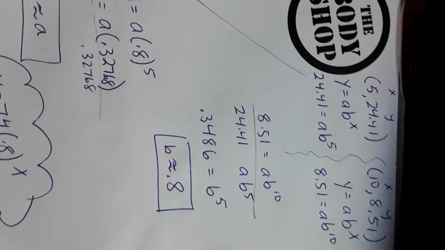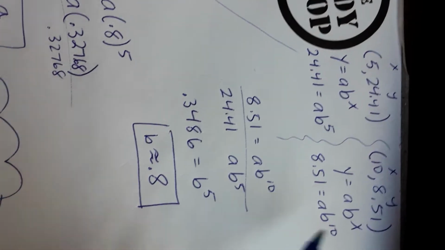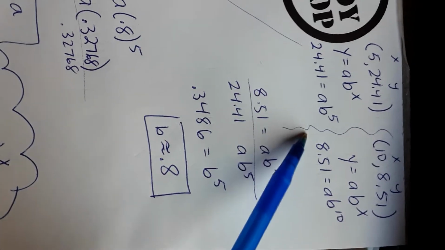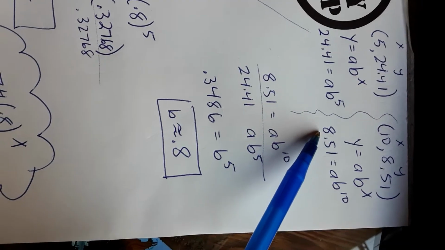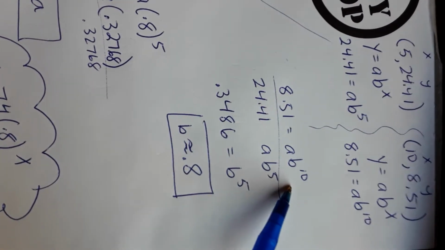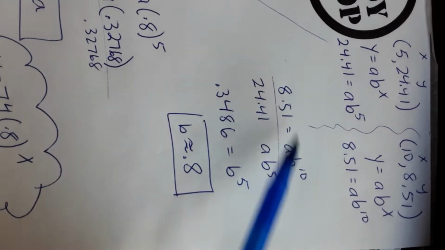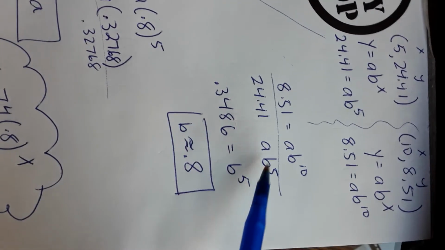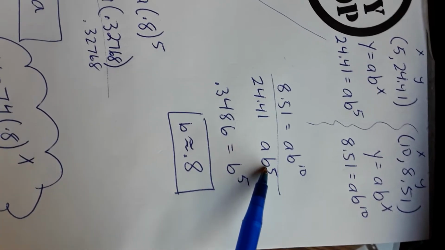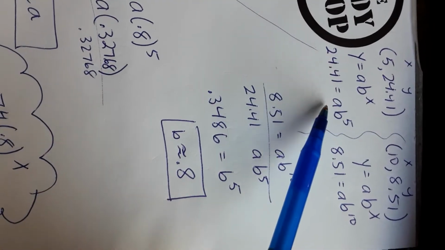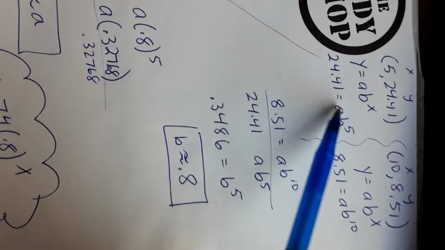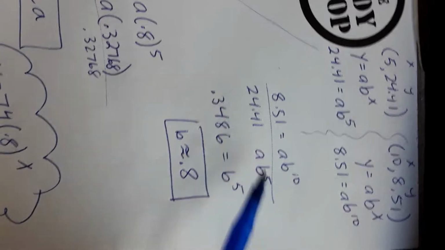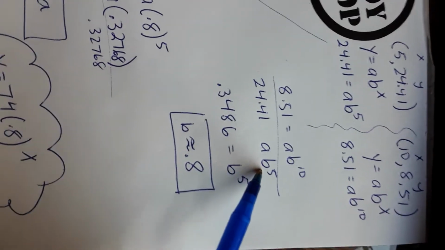The example in your book does it a little bit different, but I like to divide one equation by the other equation. So I took this equation that starts with 8.51, and I divided both sides by 24.41. But instead of writing 24.41 right here, since 24.41 and a times b to the fifth are equal, I divided the right-hand side by a times b to the fifth. So in other words, you can divide an equation by another equation.